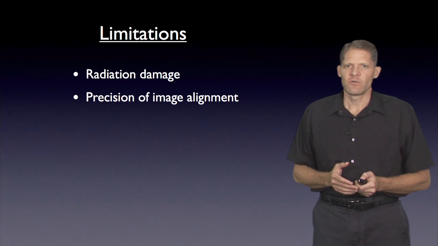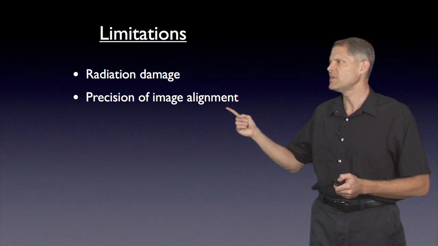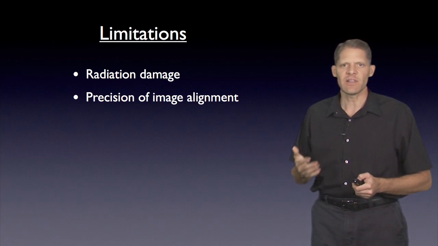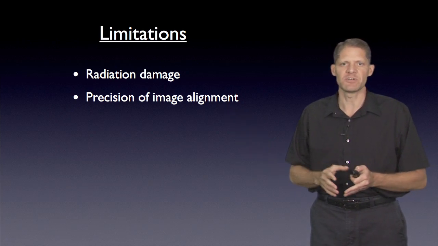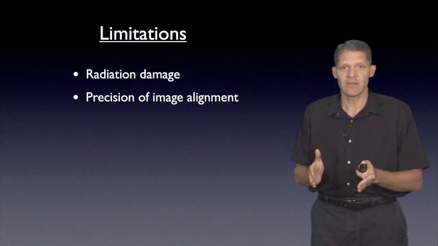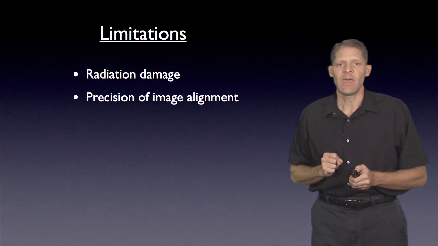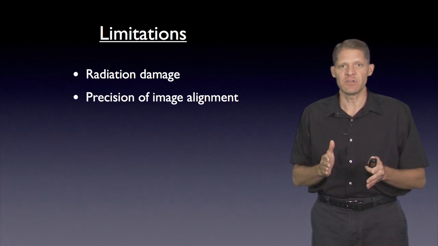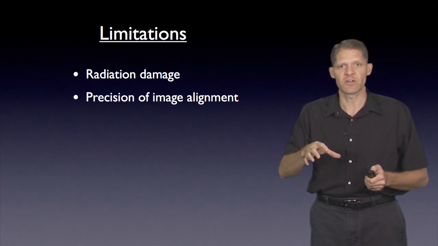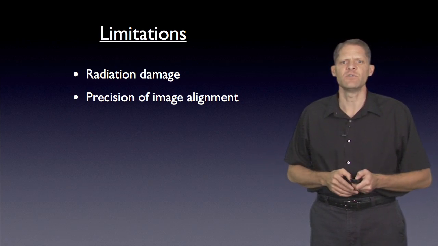But averaging is limited by the precision of how well each individual image can be aligned. And as we'll talk about later, there are lots of alignment parameters that are required. And obviously the more precisely they can be estimated, the crisper the average will be. And if there are errors in the image alignment or the determination of the orientation of each particle, this will blur the reconstruction and limit resolution.